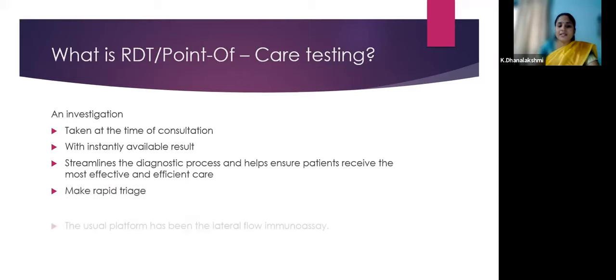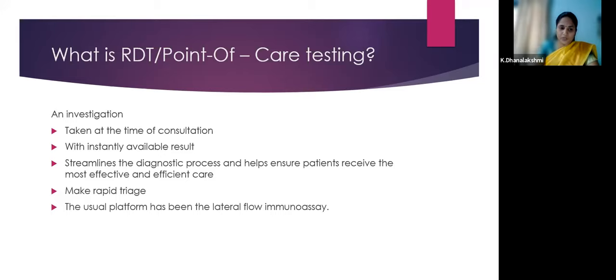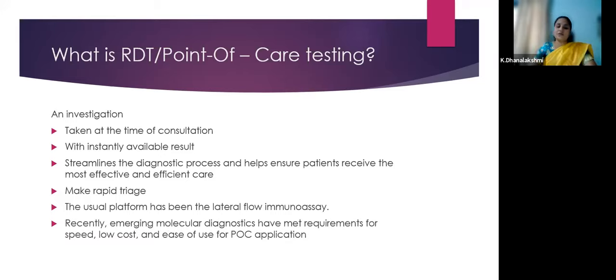It makes rapid triage possible, and the usual platform has been lateral flow immunoassay. Recently, molecular techniques have come, which we can apply as point of care testing. Of late, there is the COVID pandemic going on. If you apply the COVID rapid diagnostic test, it helps in diagnosis. For example, if you see a child with ILI, that is an acute respiratory symptom, we can triage them whether it is COVID related or non-COVID related. So it helps in triaging the patients, and we can isolate the patients more effectively. If it is COVID, we follow the COVID protocol, and if it is a non-COVID illness, then we evaluate the child further.